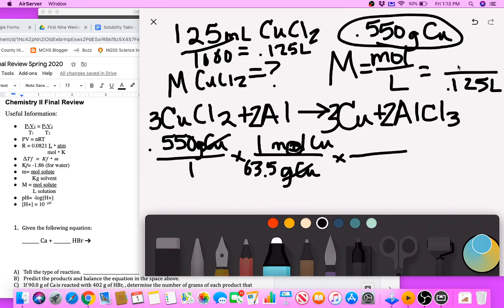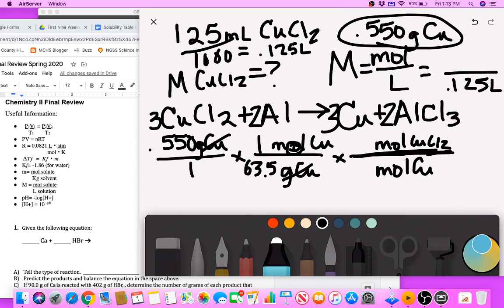So I need moles of copper 2 chloride here. I've got one more step to do, and that's going to be a mole-mole ratio from my balanced equation. I'm going to put moles of Cu on the bottom so it will cancel out, and moles of CuCl2 on the top. Then I get my coefficients from my balanced equation.